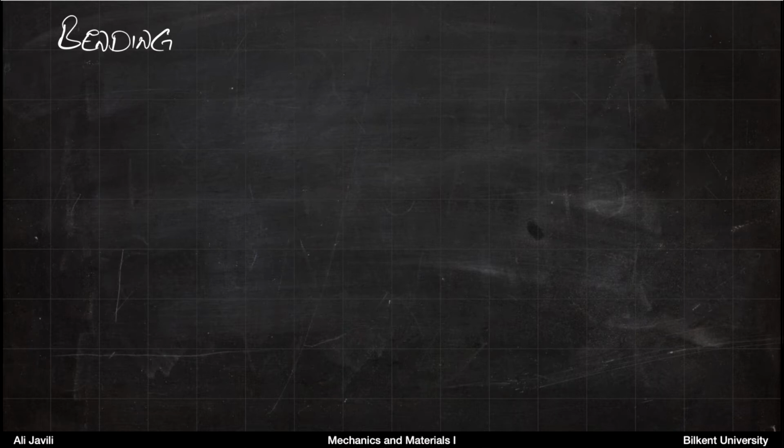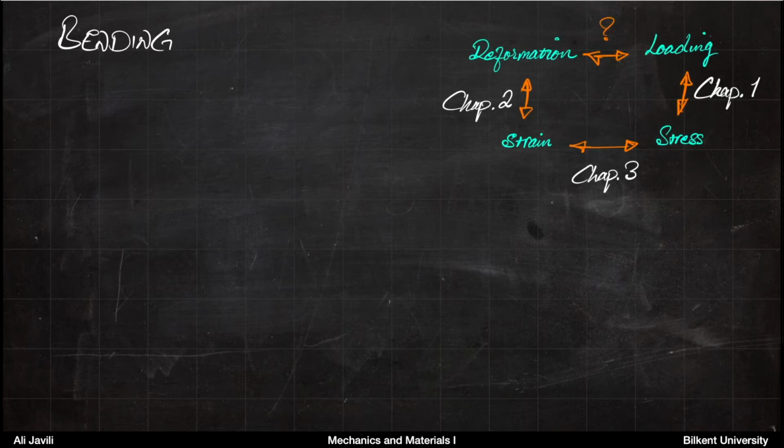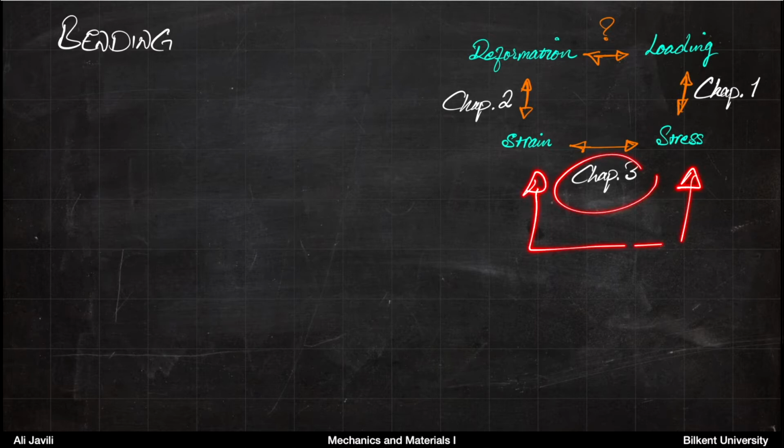Before I jump to talk about the bending problem itself, I would like to remind you again of our big picture of Mechanics and Materials 1. What we want to do in this lecture is to find a relationship between deformations and loading for static problems. We learned how to calculate stresses from loadings in chapter 1. We learned how to calculate strains from deformations in chapter 2, and in chapter 3 we learned the relation between stresses and strains.